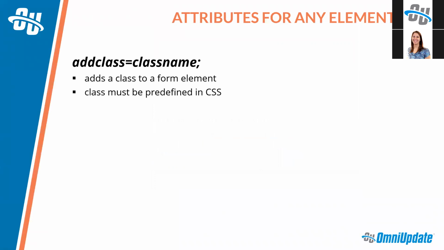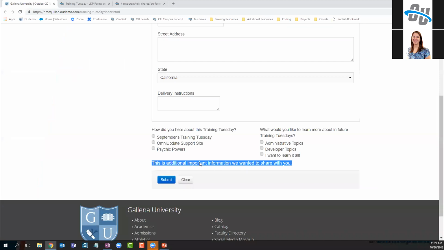For any element type, I can add a class to it. So using this add class attribute, we'll essentially just add the class into the node for that particular question. But keep in mind that that class does need to be predefined in your CSS before you'll have any impact on the view on the page itself. So back to OU Campus, let's make this look just a little bit more important.